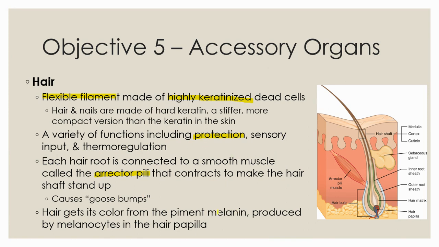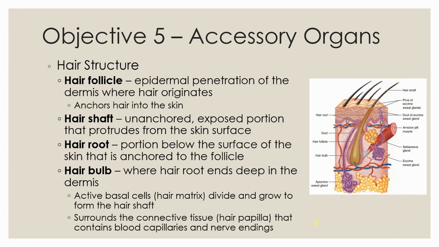And then the hair gets its color from melanin, just like in the skin. We'll look at skin color, and there's different types of melanin, and the same thing's going to be true for your hair. And so those melanocytes, in this case, are going to be down in the hair papilla, down here in the dermis. And you can see there's some blood vessels and things like that there. That's where you're going to find those melanocytes.